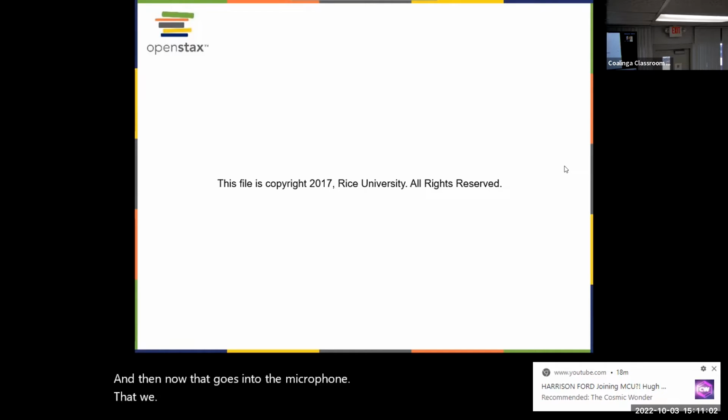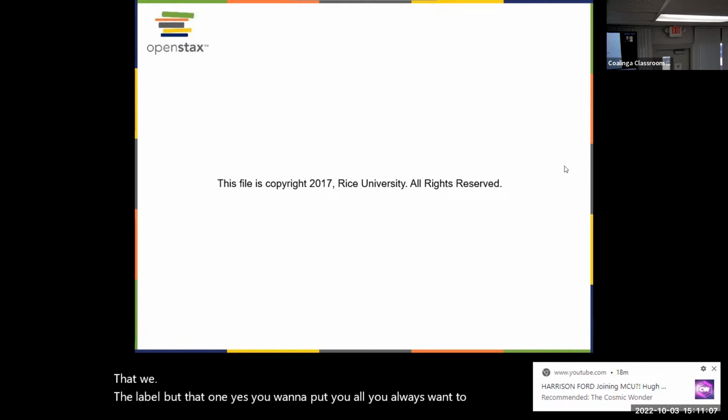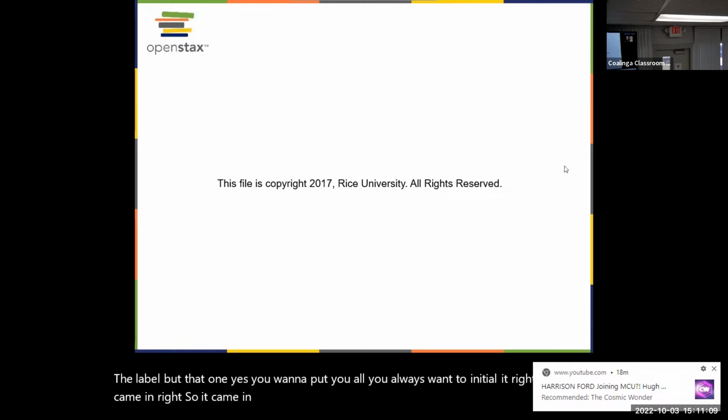Do we label that one? Yes, you always want to initial it, right? Date that it came in, right? So it came in today, so that's the day that we're recording it. The day that we got it here. And all these are going over molarity, M and L equals n. It's molarity times liters equals number of moles. Okay, all right, thank you.